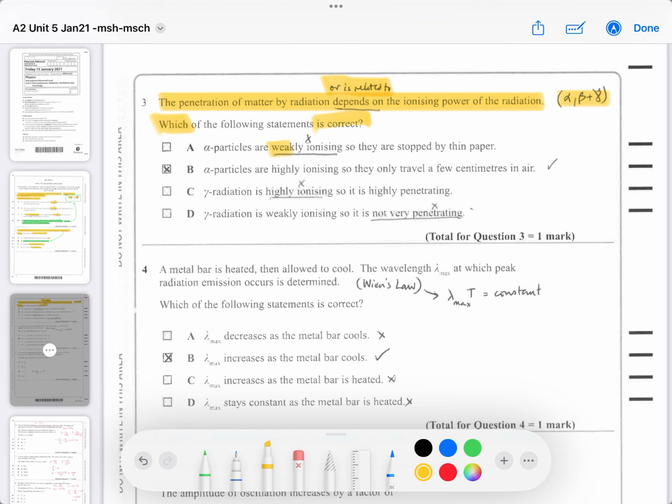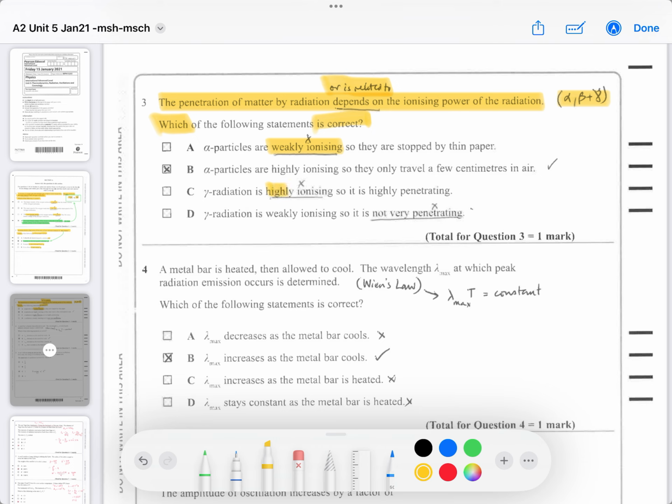So alpha are weakly ionizing. Now, alpha are the most strongly ionizing, and that's why, because they're strongly ionizing, they lose their energy more quickly, so they're less penetrating. Okay? B is the correct answer. So let's go through C and D first.